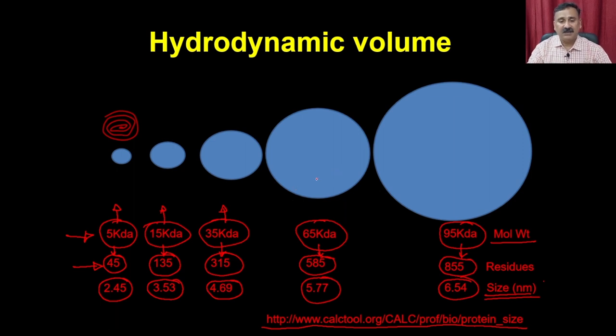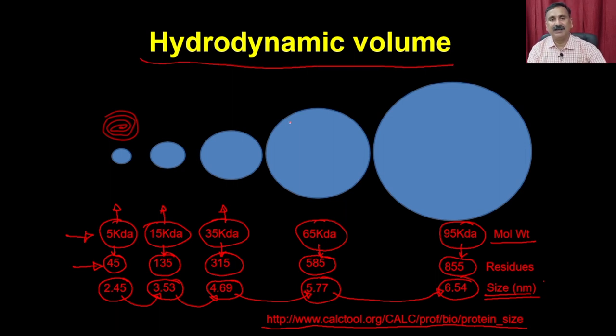Okay, so what you see is that it is not proportional. It is not like 5 kDa versus 15 kDa, so the size is going to be 3 times. It's not 3 times, but it will definitely increase in a particular ratio. That's how you can exploit this feature in a chromatography called gel filtration chromatography. As the size goes up, it increases the hydrodynamic volume, and that is going to be exploited, because this ball is very different from this ball, so they can be separated with the help of gel filtration chromatography.